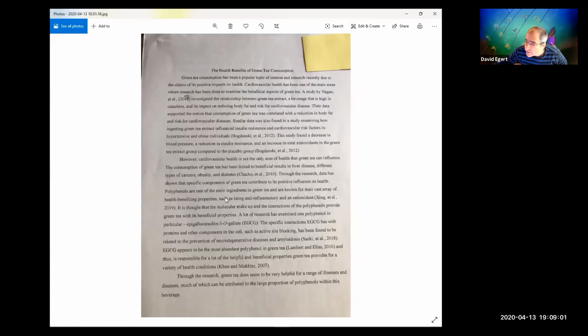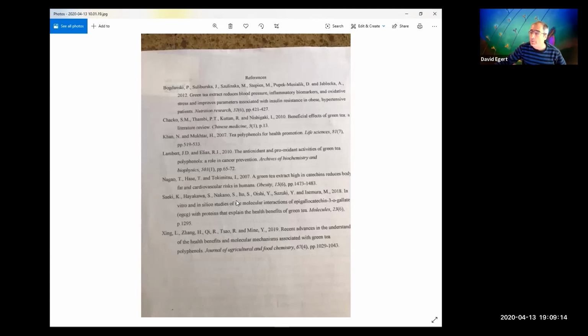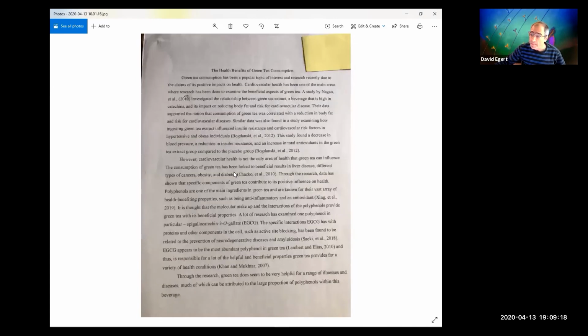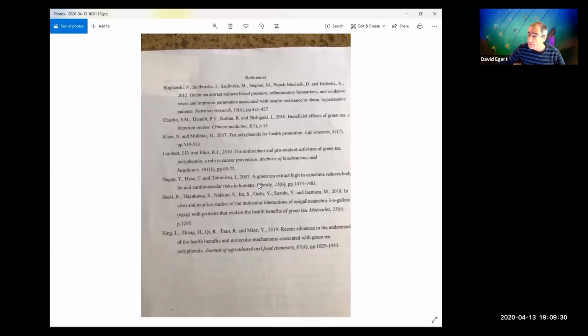They're creating a story, they're supporting it with different references. The references are properly cited and then properly listed at the end in this list of references. So your research projects are going to be like this on steroids: nice and pretty, well structured, well supported, well formatted.